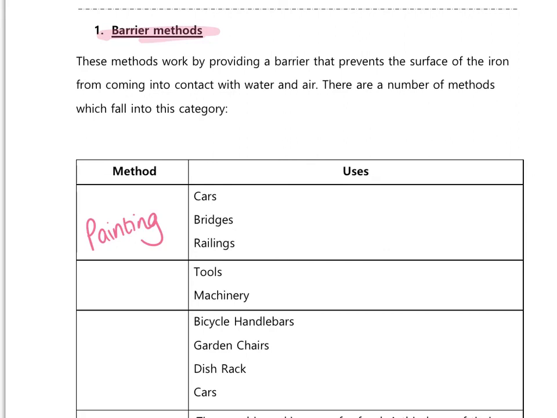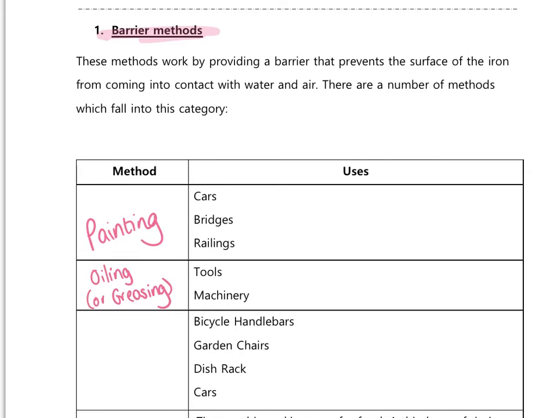What about tools and machineries? How do we prevent rusting in those uses? In this case, we would use oiling or greasing. So coating the tools and the machinery with oil will prevent the water and the oxygen in the air from getting to those tools, and therefore the iron within the tools will not react with water and oxygen.